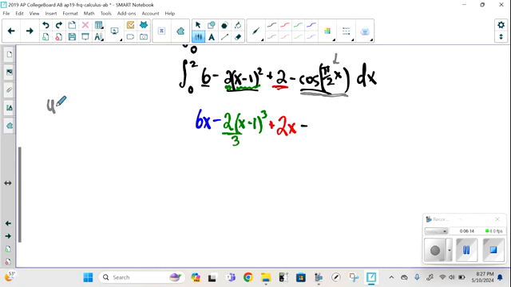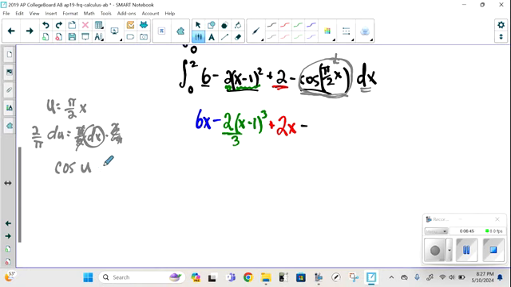If u is pi over 2 times x, du is pi over 2 dx. But notice in this thing right here, I'm only going to have the dx. So I'm going to multiply this by 2 over pi. So 2 over pi du, these go bye-bye, is going to go in for my dx. Okay? So I now have the cosine of u du, and the 2 over pi goes on the outside.